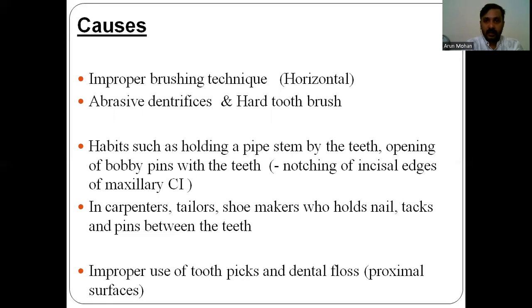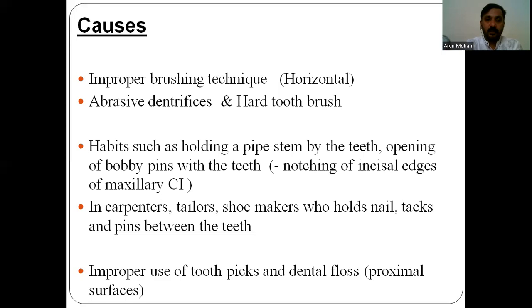Horizontal brushing technique is used by most people in the population who don't have proper awareness about proper brushing techniques, and this produces a strong force on the tooth surface. This is the most important cause for abrasion. It can be compounded by the use of abrasive dentifrices. Dentifrices or toothpastes containing more abrasive contents, hard toothbrush bristles, etc., can compound this problem.